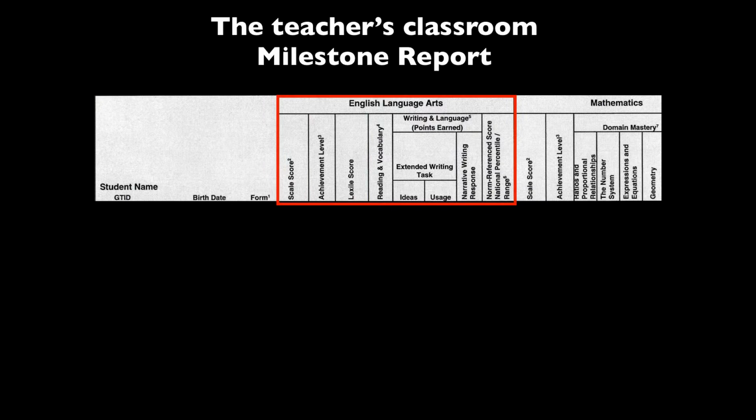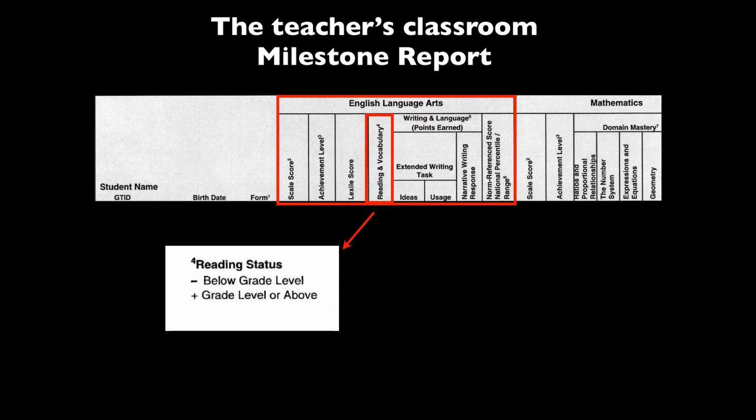Okay. Let's look at language arts. With language arts, the student will be given a scale score, an achievement level, and a Lexile score. Now, when interpreting the reading and vocabulary performance, please note that under this particular column heading you will see either a minus or a plus. If a student has a minus, that means the child is reading below grade level. If the student has a plus, that means the child is reading either on or above grade level.